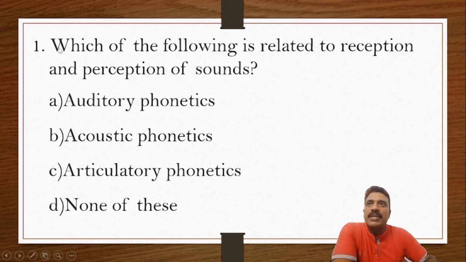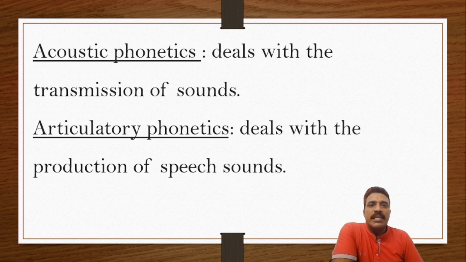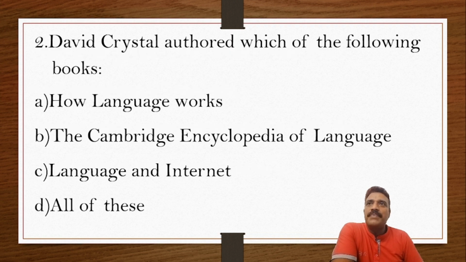Welcome all once again. Which of the following is related to reception and perception of sounds? Four options: auditory phonetics, acoustic phonetics, articulatory phonetics, none of these. The right answer is auditory phonetics. Acoustic phonetics deals with the transmission of sounds. Articulatory phonetics deals with the production of speech sounds. Going to the next question.